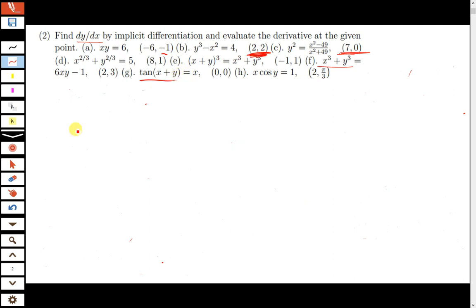So the question is tan x plus y is equal to x.